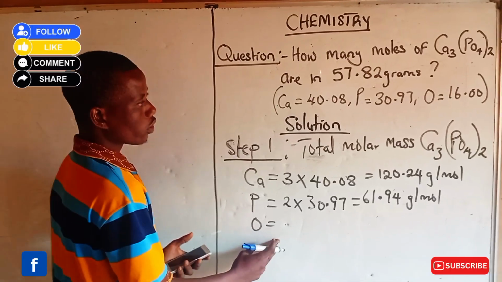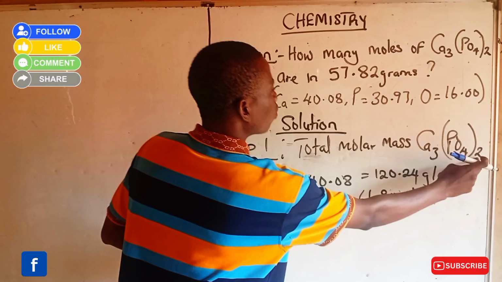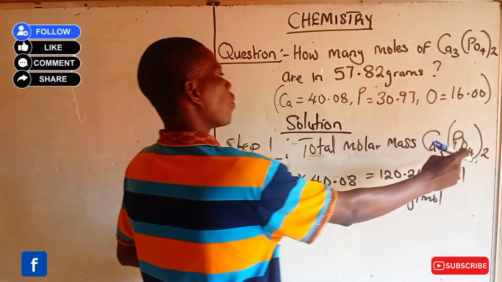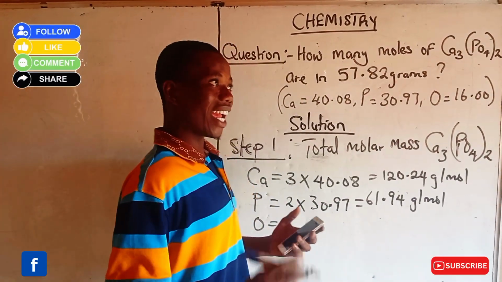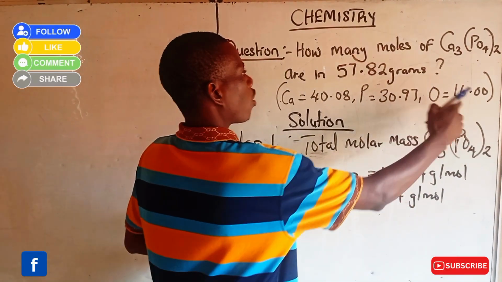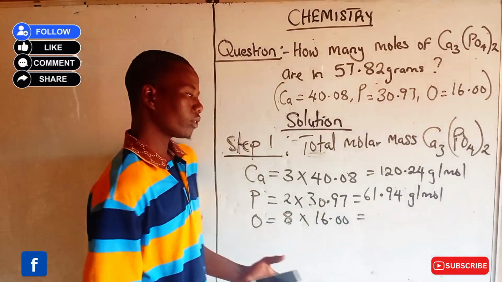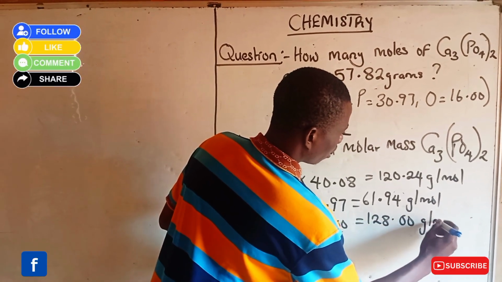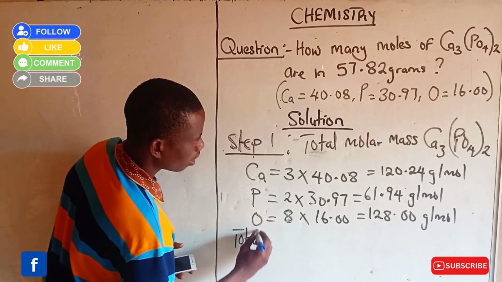Now, we go to the oxygen. For oxygen, we have 4 molecules of oxygen present here, and we have 2 at the outside the bracket. So you are going to multiply 2 with the 4, which means you are going to say 2 multiplied by 4, which will give you 8. You'll be having 8 multiplied by the molar mass of oxygen, which is 16.00, which will give you what? 128.00 gram per mole.